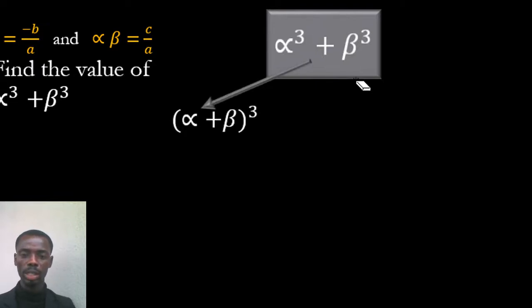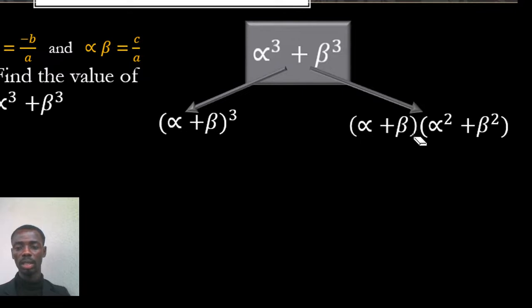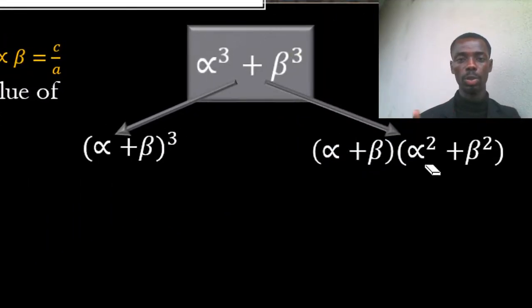Now, I am writing out this mathematics, and I don't want us to just keep our head in one box. There are many approaches to this. Probably 2 approaches. The first approach is by doing a binomial expansion of (alpha plus beta) all raised to the power of 3, or by saying (alpha plus beta) in a bracket multiplying (alpha squared plus beta squared).